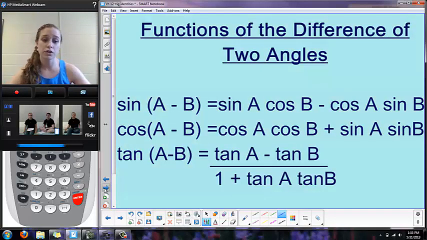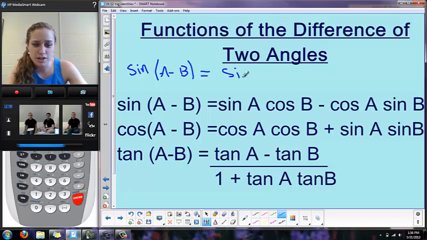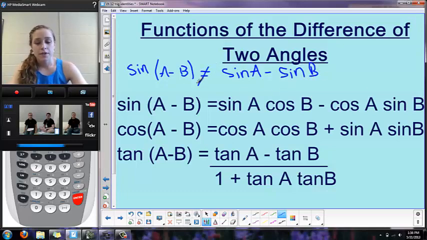Okay, we're moving right on to the difference of two angles. The same thing is true for subtracting two angles. We would like to think that the sine of A minus B is equal to the sine of A minus the sine of B. That would make our lives really easy, but that's not the case. So instead, we have these equations that are given to us below to figure out what the difference of two angles is actually equal to.